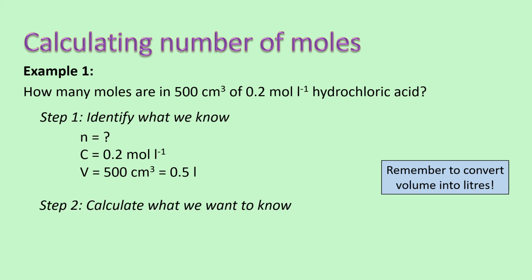Step 2 is to calculate what we want to know. We want to know number of moles, so we use the relationship n equals cV. Now we can just plug in our values. n equals 0.2 times 0.5. So our number of moles is 0.1 moles. If you now pause and copy that into your jotter.